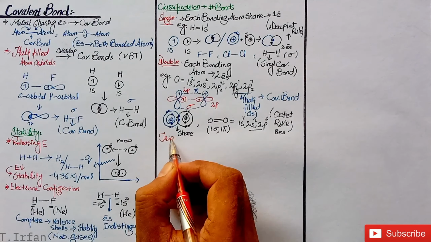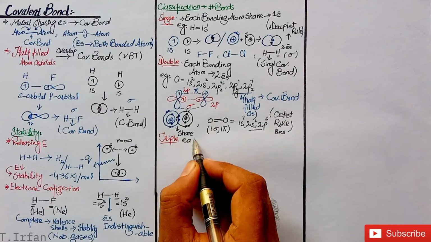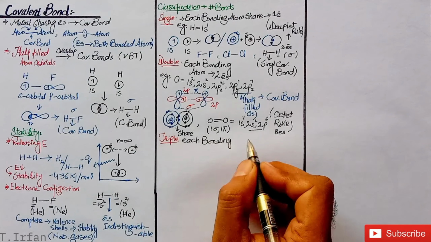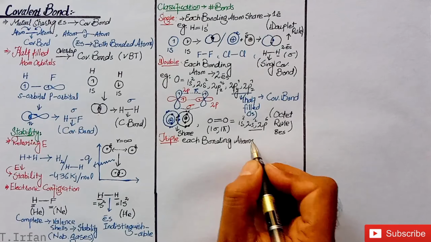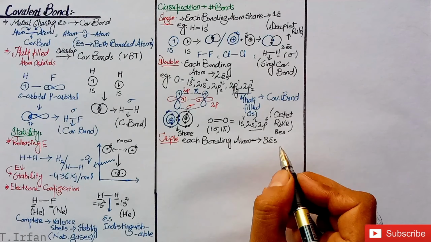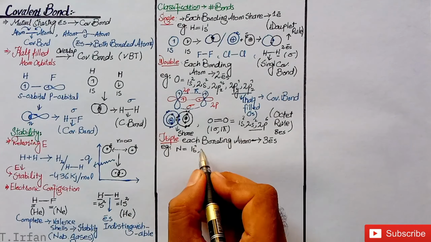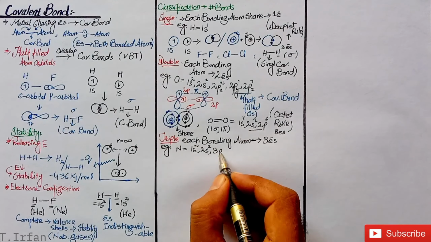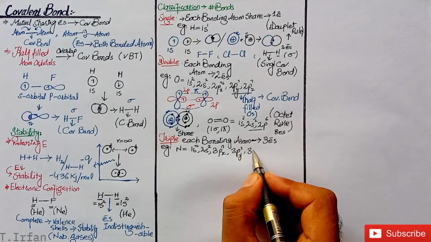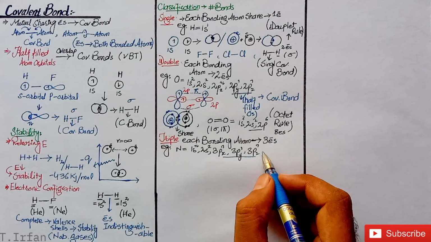And the third type is the triple covalent bond. This is a type of covalent bond in which each bonding atom shares 3 electrons. For example, nitrogen gas has a triple covalent bond, and when we discuss the electronic configuration of the nitrogen atom, it has 3 half-filled atomic orbitals, which are 3px, 3py and 3pz.